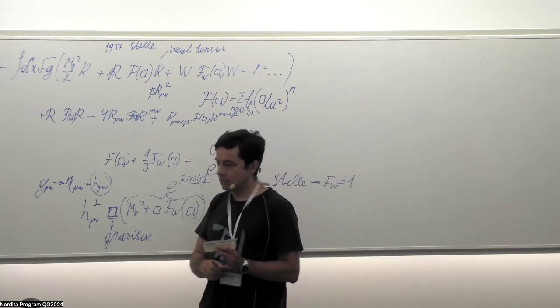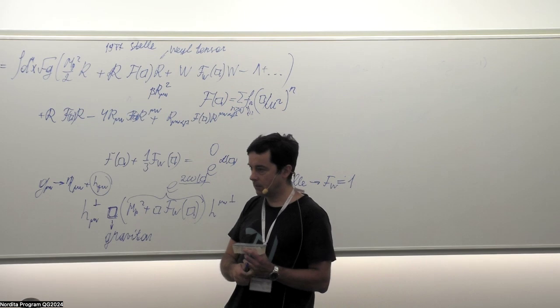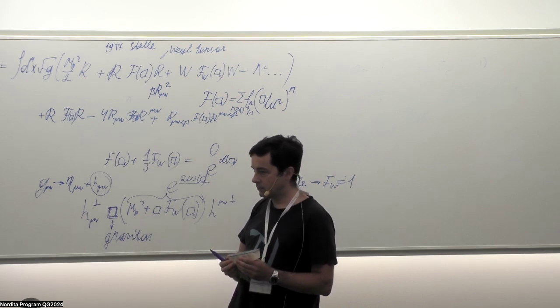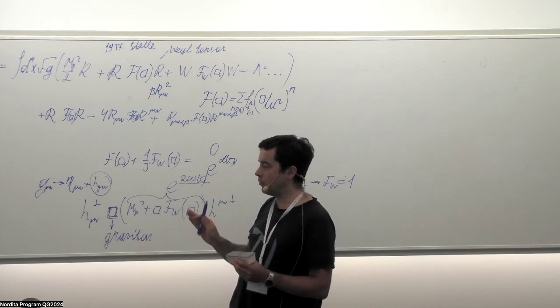I fix one possible form, and say e to the minus box squared, that should work, right? Well, in principle it will not, but anyway, let's see.